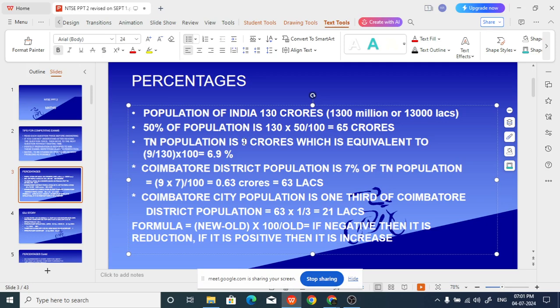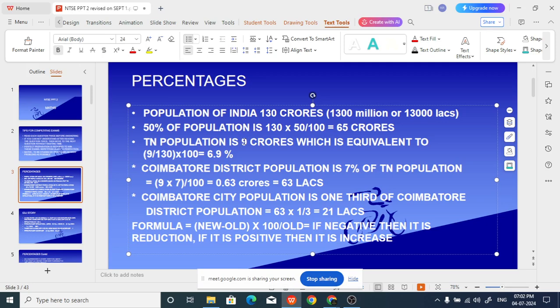Coimbatore city population is 1/3 of Coimbatore district population. So that is equal to how much? 63 lakhs by 3, that is 21 lakhs. 63 divided by 3, sir. Yeah. So all of you understood this much? No problem? Yes, sir. Okay.